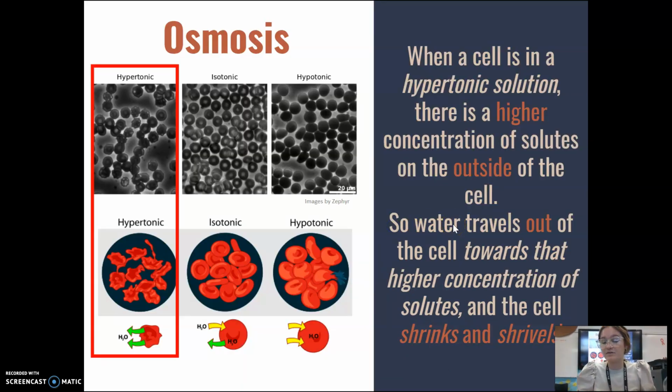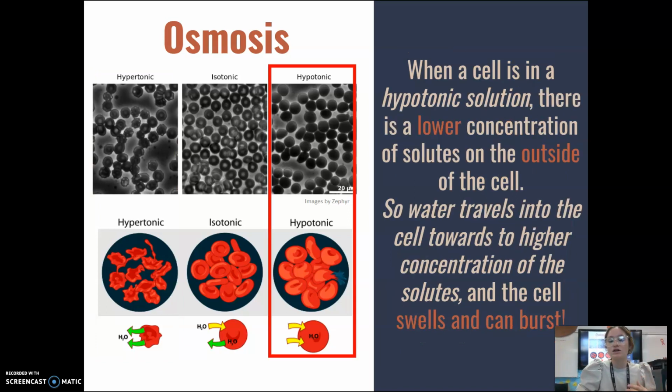So we have 3 types of osmosis, depending on which direction the water is flowing, and what the cell looks like based on that. So when a cell is in a hypertonic solution, okay, hypertonic, that means that all the water has left the cell and it appears shrunk and shriveled, okay, because that water is leaving the cell because it's traveling towards the higher concentration. That means that the higher concentration of solutes must be on the outside of the cell.